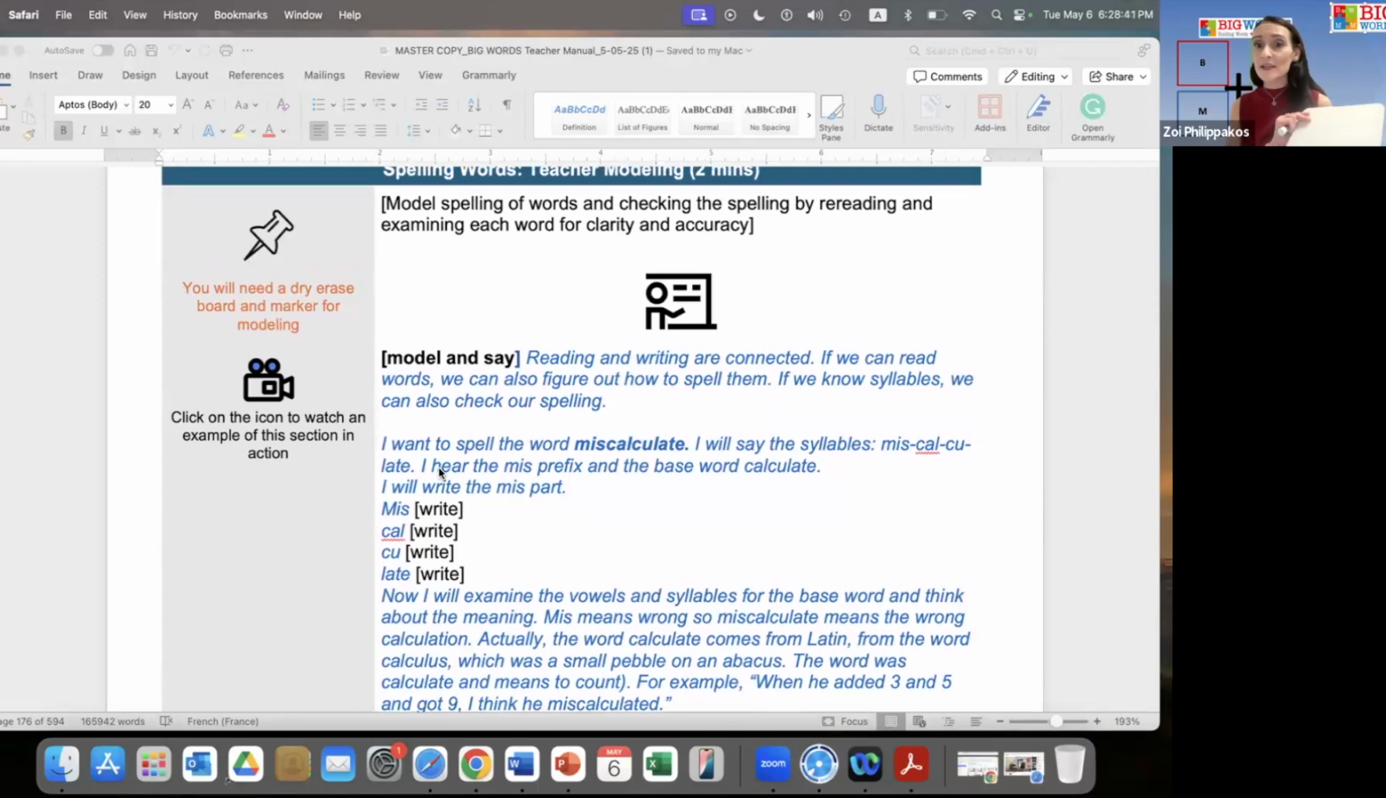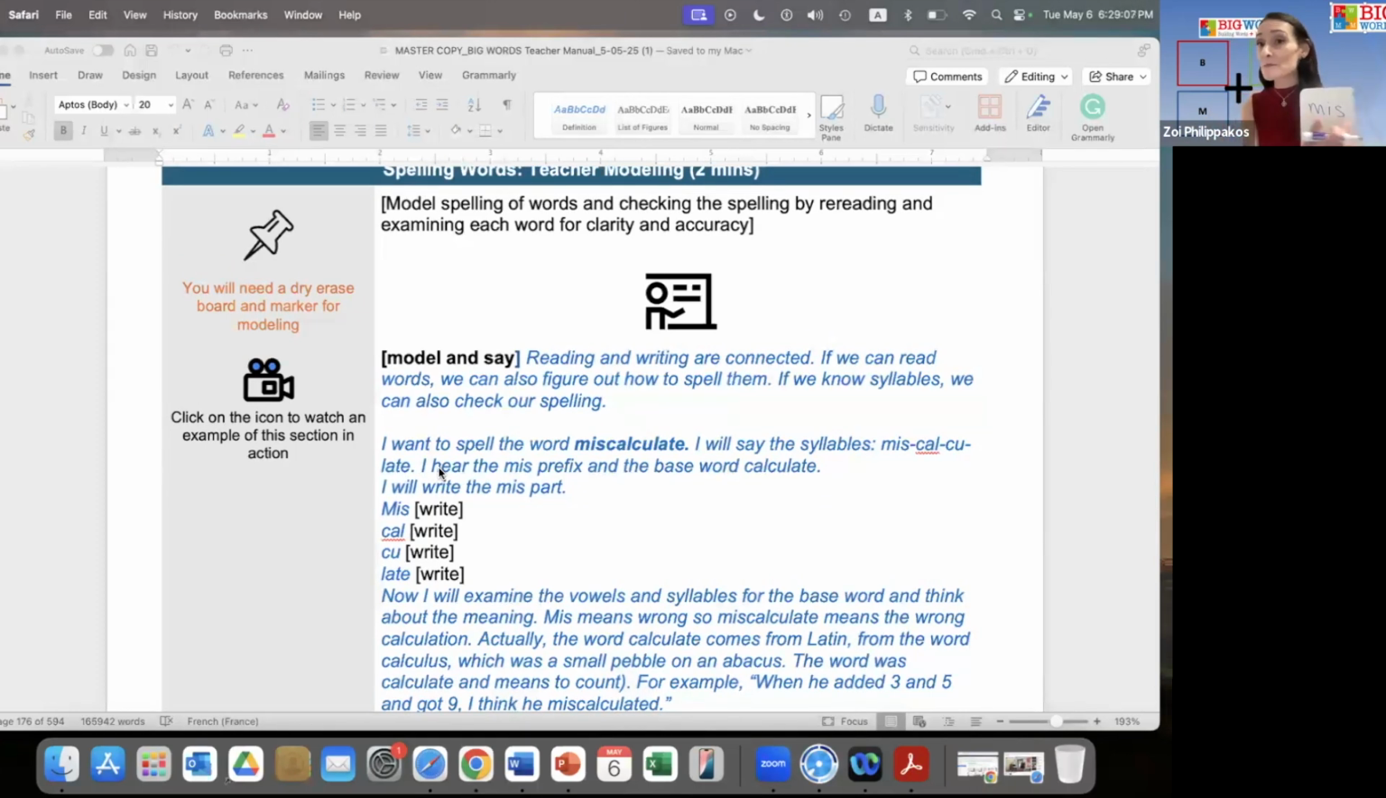Reading and writing are connected. If we can read words, we can also figure out how to spell them. If we know syllables, we can also check our spelling. I want to spell the word miscalculate. I will say the syllables, miscalculate. I will speak like a robot. Miscalculate. I have 4 syllables. I hear miss. That's a prefix. I hear the prefix miss and the base calculate.